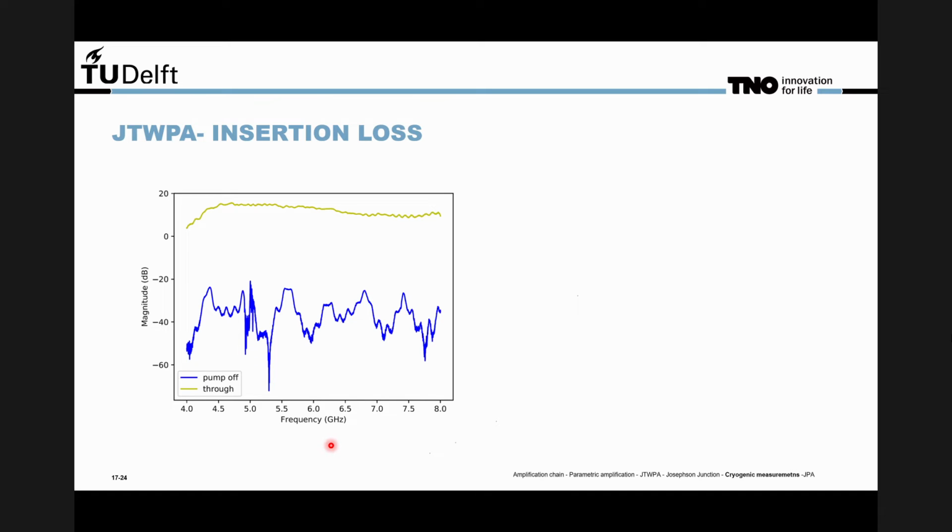We also compared this measurement with a cable through measurement, which is indicated with the yellow line here. For this measurement, we just decoupled the TWPA from the puck, and we coupled a normal cable. If we compare these two measurements, we found an almost 50 dB loss compared to the through measurement, which is actually a lot. This has a power ratio of 100,000.